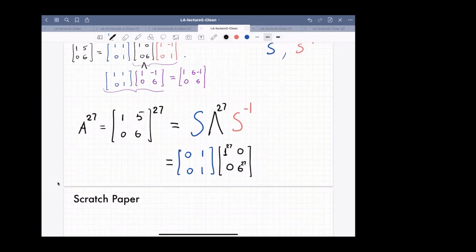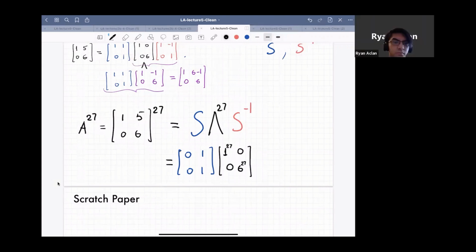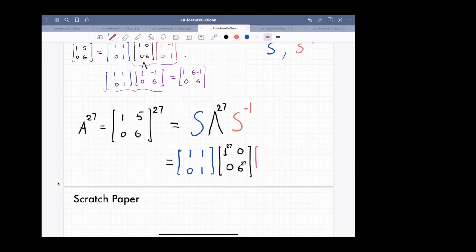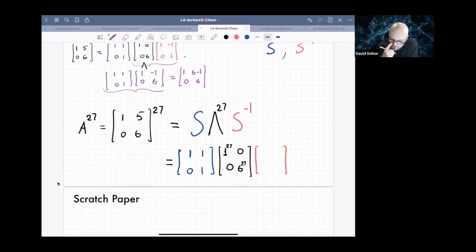It's just S is not 1, 0, 1, 0, 1. It should be 1, 1, 0, 1. Oh, yes, of course, you're correct. Okay, and how about the red matrix?